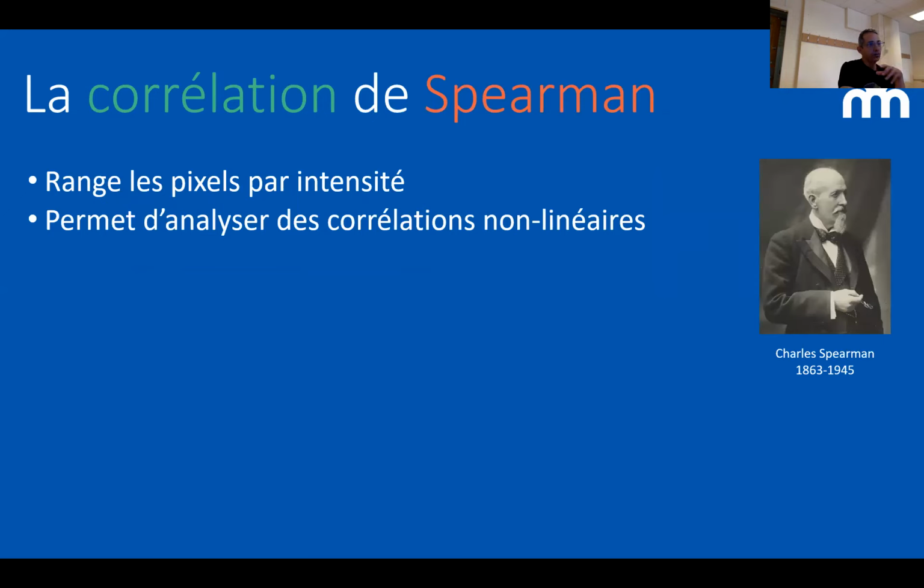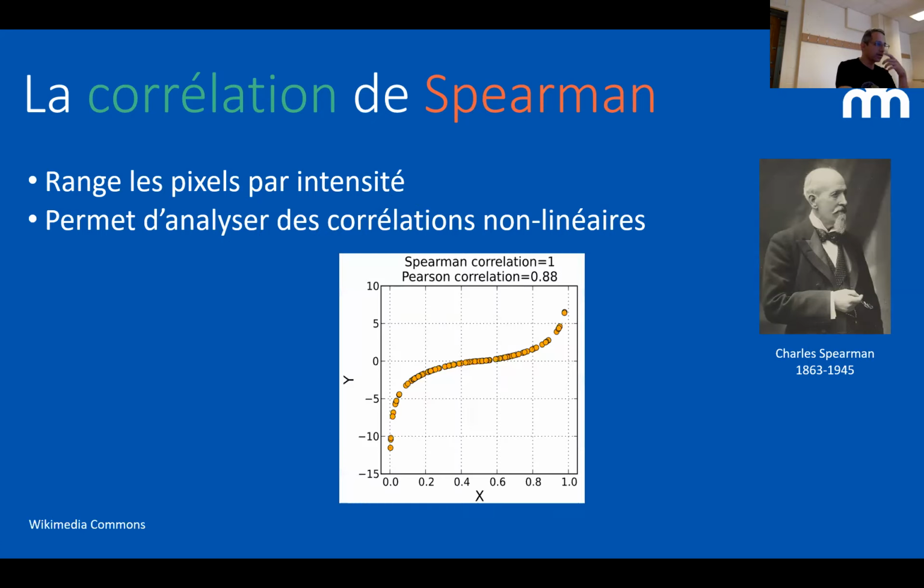There's another way to look at correlation, using the Spearman coefficient. This was made by Charles Spearman at about the same time. Instead of looking at the intensity, it is going to rank intensity. So you, my highest intensity, I'm going to give you 1. This is the second highest, I'm going to give you 2. So you do this in both channels, and you look at the correlation between these ranks instead of looking at the correlation between the intensity itself.